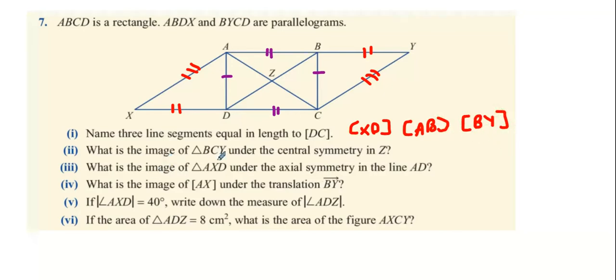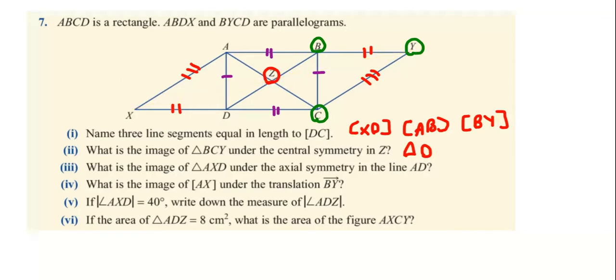What is the image of BCY under central symmetry in Z? Now let's see where BCY is. B, C, and Y, and they all have to go through central symmetry in Z. B turns to D. Y will turn into X because you see Y to Z and then Z to X. It's all along the one line.